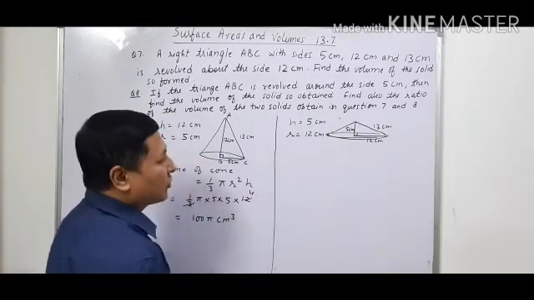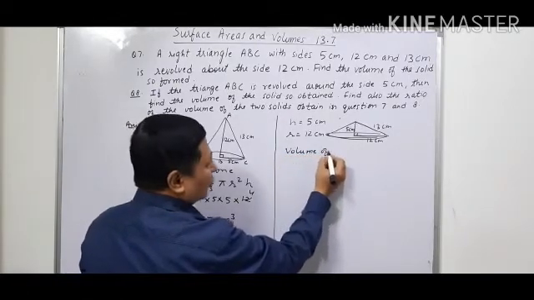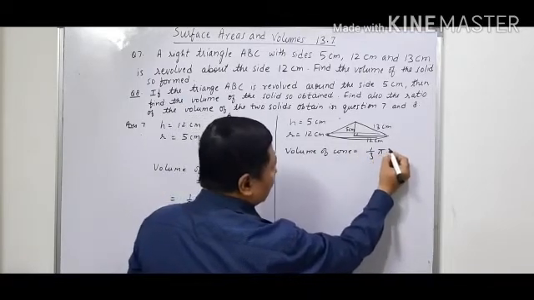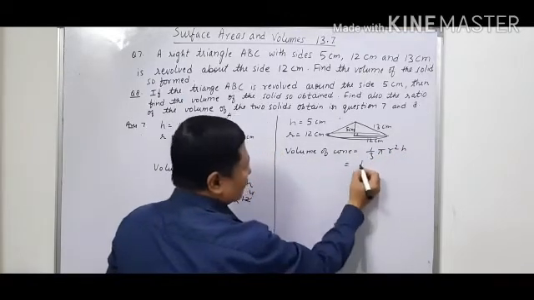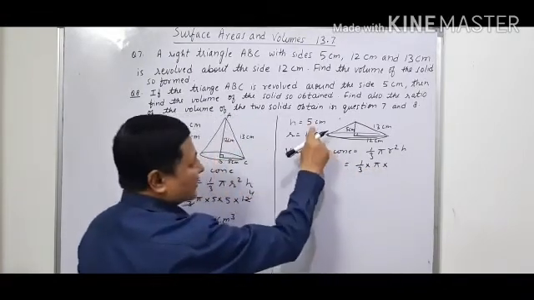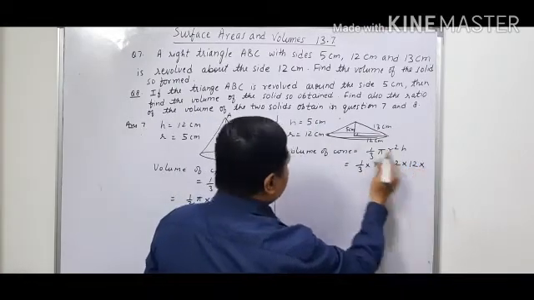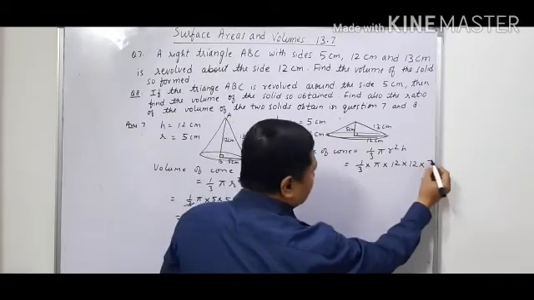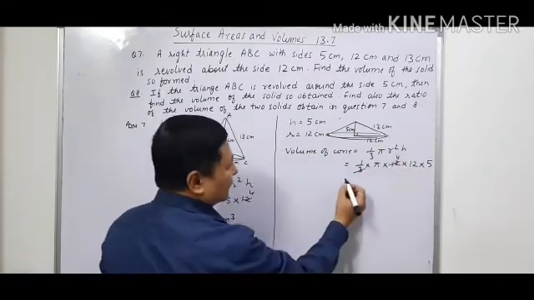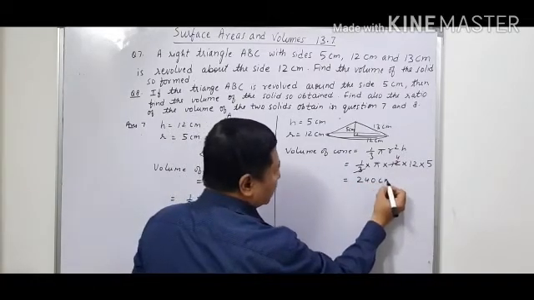Now the volume of the cone here will be equal to 1 upon 3 pi r square h. So it becomes 1 upon 3 pi into r square. R this time is 12 centimeter. 12 into 12 into height is 5 centimeter. So we'll cancel this. 4 12s are 48. 48 5s are 240 pi centimeter cube.